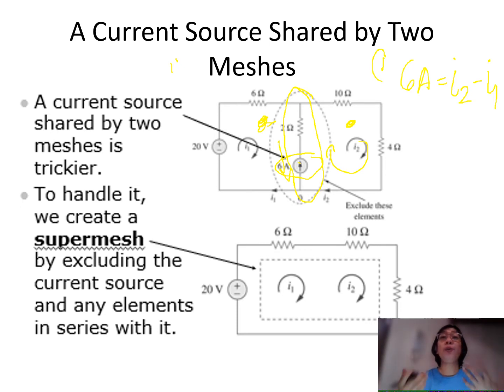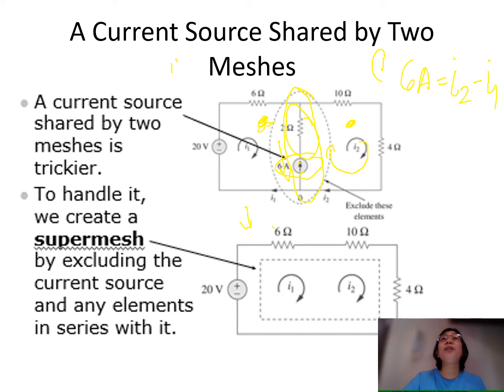Now, how are we going to get our second equation? Our second equation is Kirchhoff's voltage law. What you're going to do is remove the branch that contains the current source. In this case, we are going to remove not only the current source of 6 amperes, but the entire branch, meaning the 2 ohms is included. So here now is the resulting circuit, and then we use KVL. So what is our KVL here? That will give us 20.